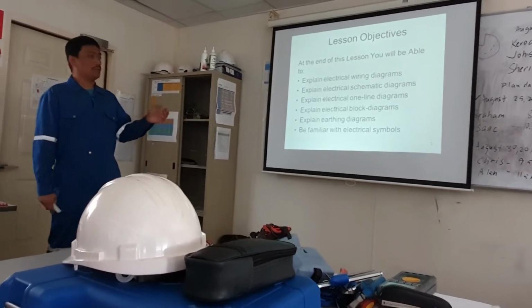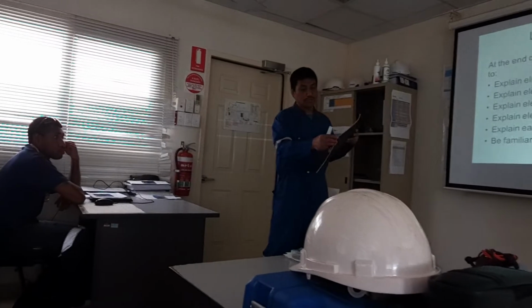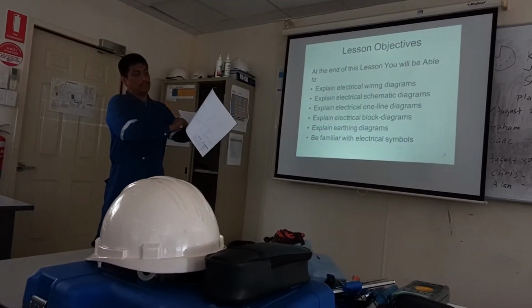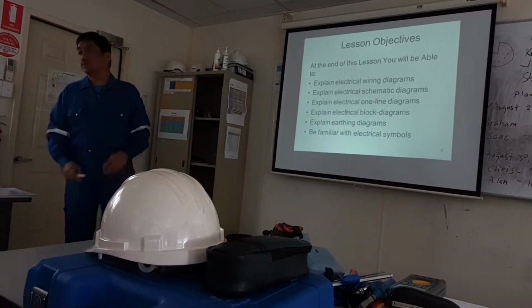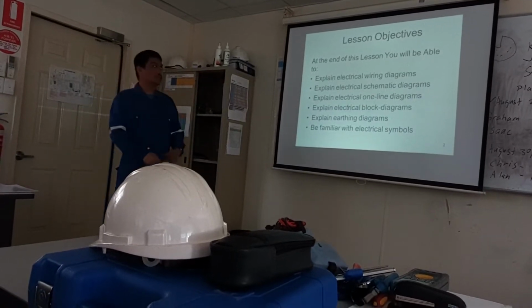So where do you find those electrical symbols? You can find your electrical symbols on the MCC panel layout. So mostly you will find symbols like relays, capacitors, breaker symbols, contactor symbols, and others.